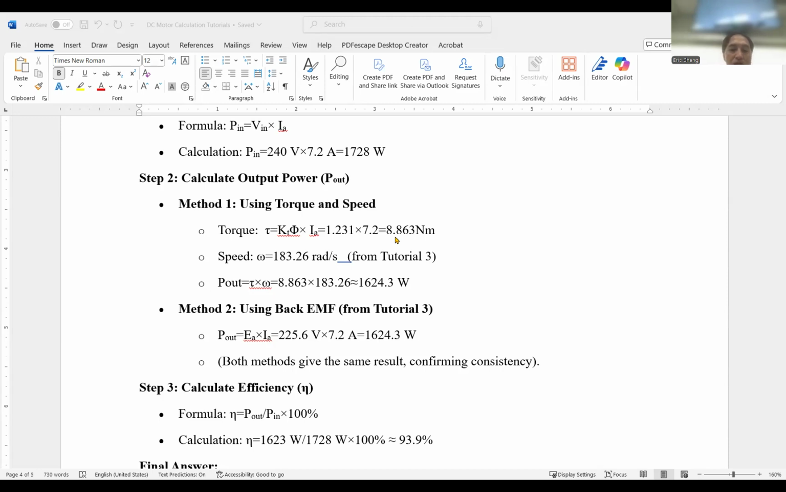Now we're using this voltage equation. 210 volt average voltage minus the volt drop on the resistor will give us 205 volt.